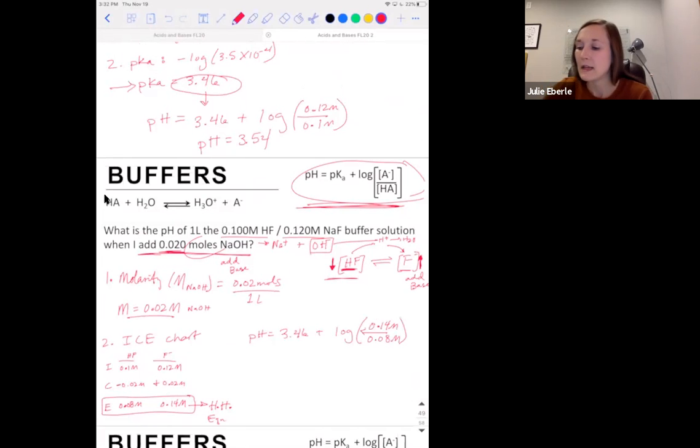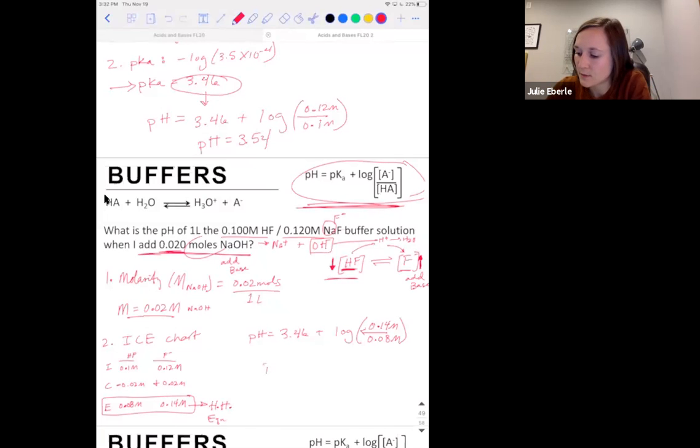And don't get confused by the fact that I'm just writing F minus here. Remember, sodium is just a spectator ion the whole time. Anytime you have a little group 1 or group 2 metal attached, that cation is just a spectator. It's really the F minus that's the player here. That's the part that can neutralize any acid that we add to the buffer.